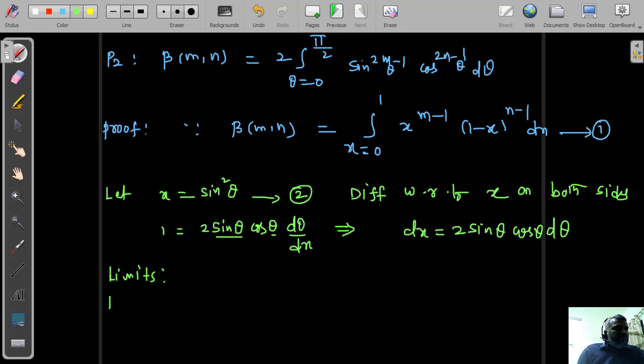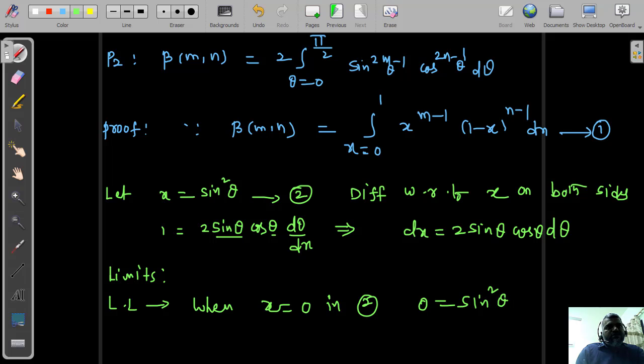So what is the lower limit? L.L stands for lower limit. So go to equation 1, choose the lower limit, when x equal to 0. Plug into equation number 2. So on the LHS we have 0 equal to sine square of theta. So for what value of theta will you get 0 for the sine function? Theta equal to 0 degrees. So when sine square theta equals 0, theta equals 0 degrees.